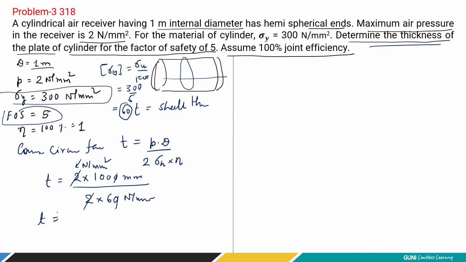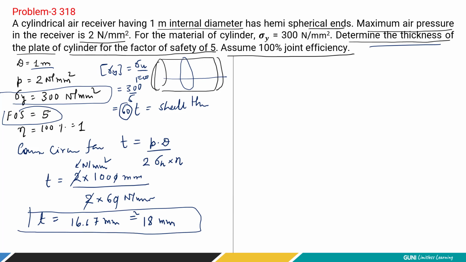Shell thickness T comes out to be 16.67 millimeter. So as a final answer, we are going to adopt 18 millimeter, on the safe side. So here the shell thickness is 18 millimeter. This is by considering the circumferential failure. Let's consider the second possibility, that is transverse failure.